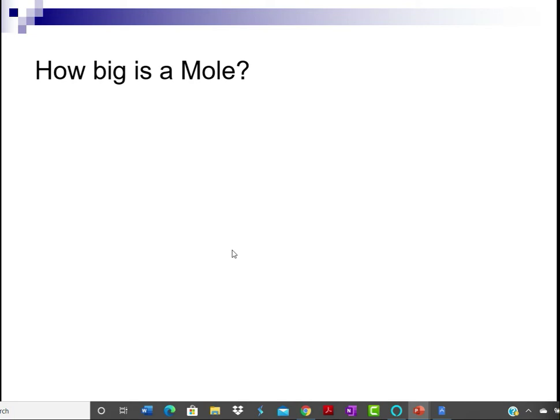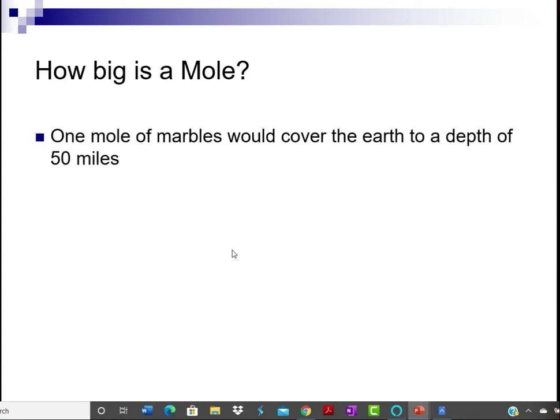So how big is a mole? Well, let's think about this for a second. The things we're going to be counting, atoms and molecules, are really, really tiny. So if we want to count a number of things and have the number be something we can see and appreciate the size of, the mole number is going to be really, really big. If I had a mole of marbles and put them on the earth, they would cover the entire earth to a depth of 50 miles. It's a lot of marbles.